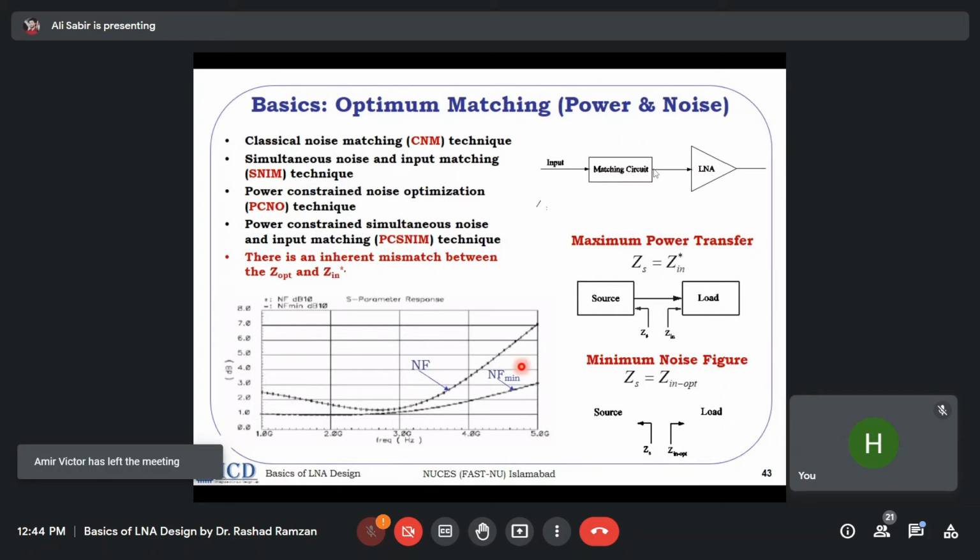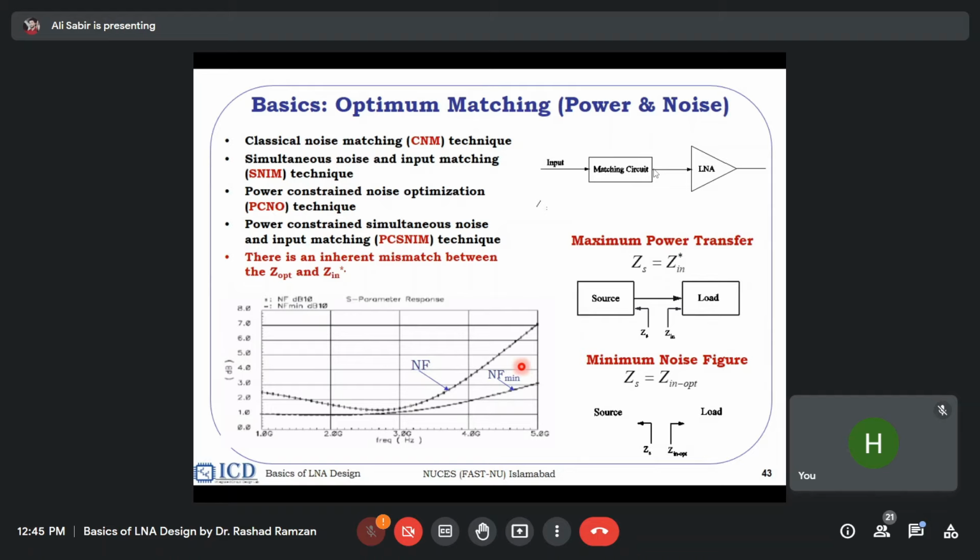The last thing is that when we do the matching, we have two types of noise figure. One is the noise figure when we have a power match, and the other noise figure will be minimum when we have a noise match.